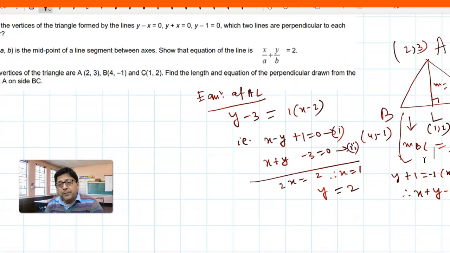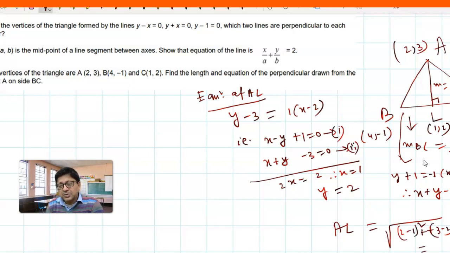So by finding the foot of the perpendicular, you can now write AL. What is AL? AL is going to be equal to the square root of (2 minus 1) whole square plus (3 minus 2) whole square. So this will be root 2. The perpendicular distance you got.